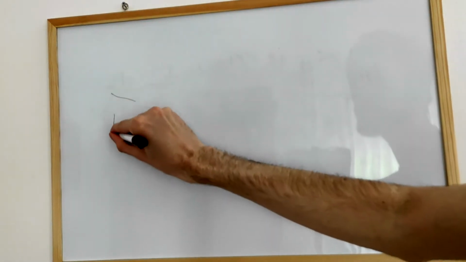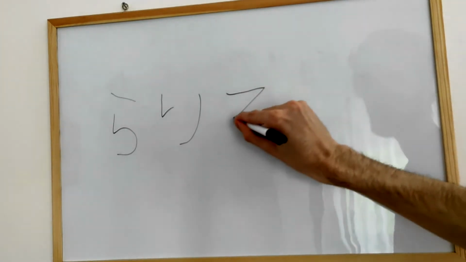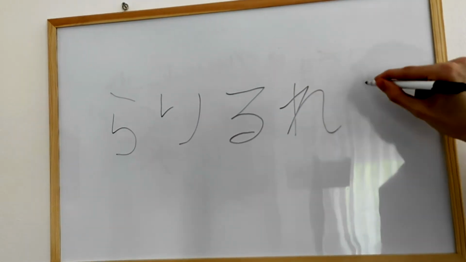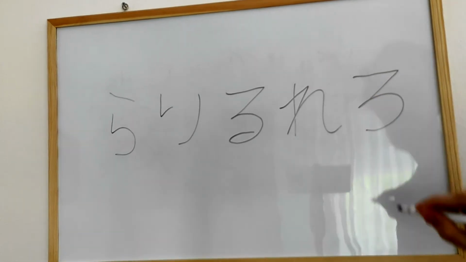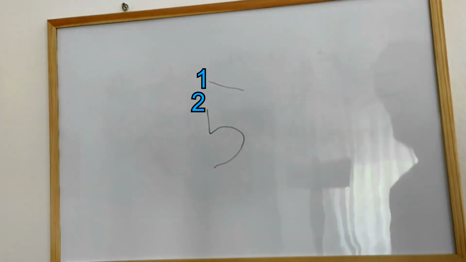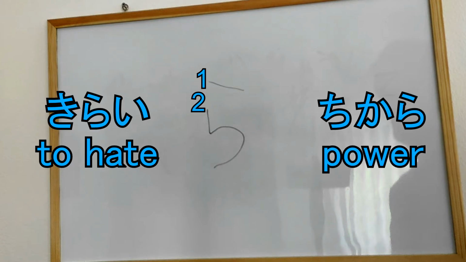Hi guys, this is the final Hiragana lesson, which consists of learning Japanese characters ra, ri, ru, re, ro, wa, o, n, and adding dakuten and handakuten to some characters. The first character is ra. Example words for this character are kirai, which means to hate, and chikara, which means power. Kirai is an adjective even though it acts as a verb.